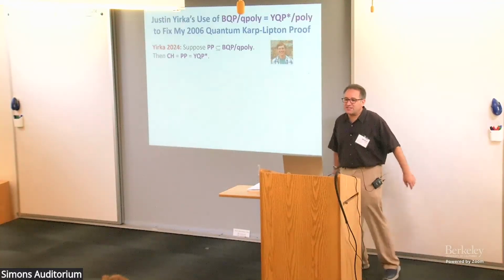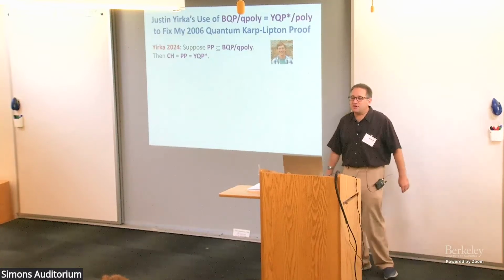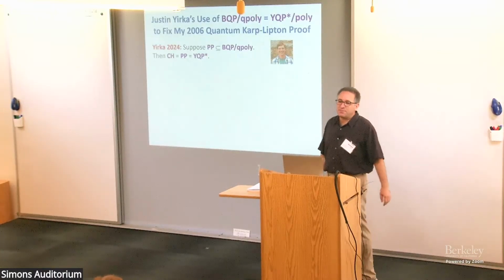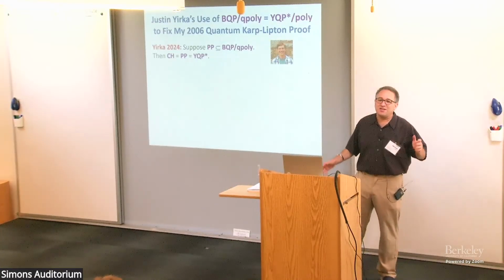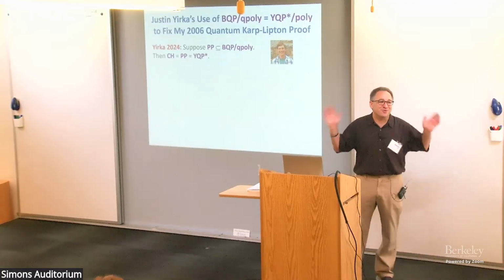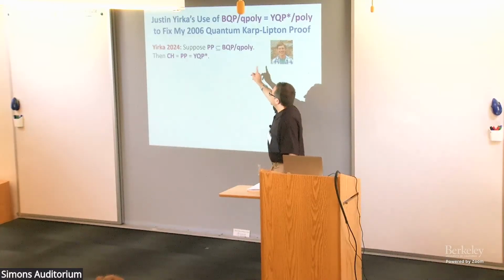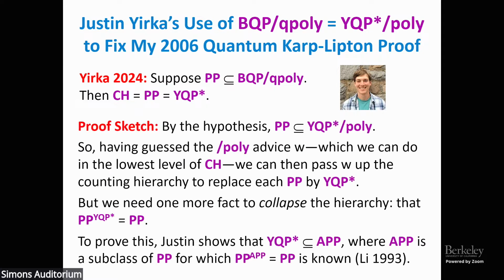Okay, so now last year, my former student, Justin Yirka, realized that he could also use my and Drucker's result, BQP/qpoly equals YQP*/poly, in order to fix the quantum Karp-Lipton theorem that I wrongly claimed in 2006. Okay, so here is Justin's theorem. Suppose that PP is in BQP/qpoly, then the counting hierarchy does indeed collapse to PP, and in fact, even to YQP star.